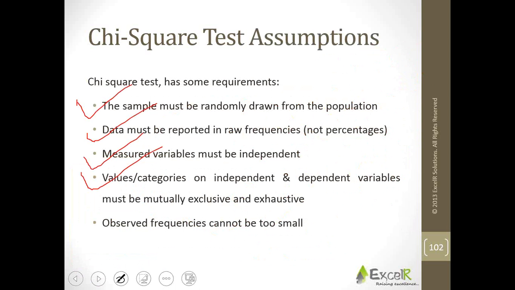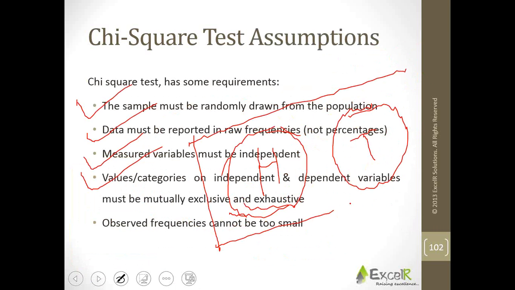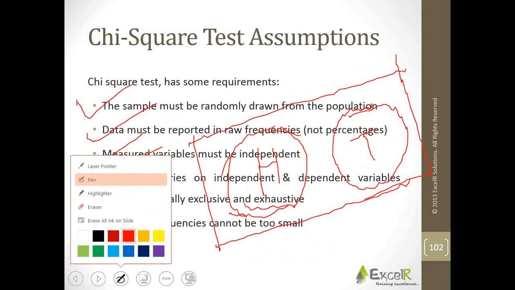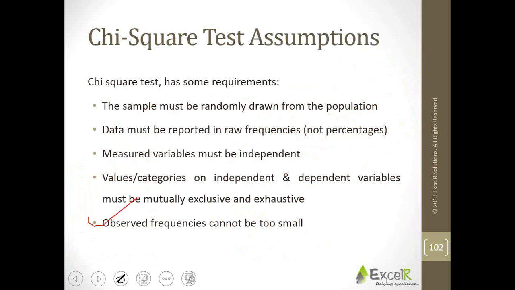Mutually exclusive means, suppose flipping a coin, I might get head or I might get a tail, right? These both are mutually exclusive. If I get head, I won't get tail. If I get tail, I won't get head. Exhaustive means if my experiment contains both, or if I'm giving equal opportunity for both, that is called exhaustive. It's covering all the possibilities. Observed frequencies cannot be too small. If they're too small, you cannot carry on your chi-square test. So you need to have a sufficient number.